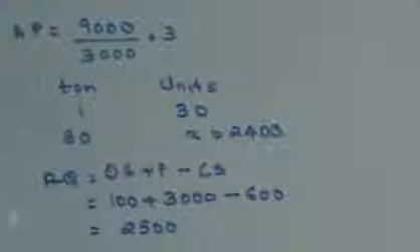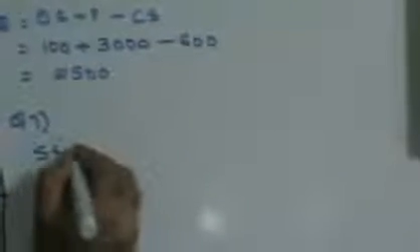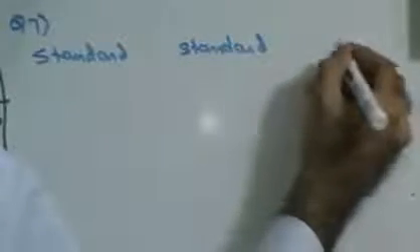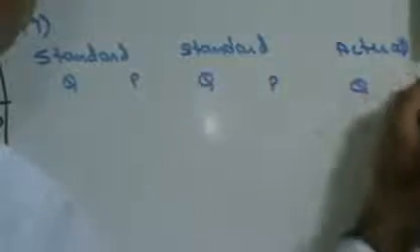Next, let's see another sum, guys. Standard, actual: quantity, price, quantity, price, quantity, price for actual output.